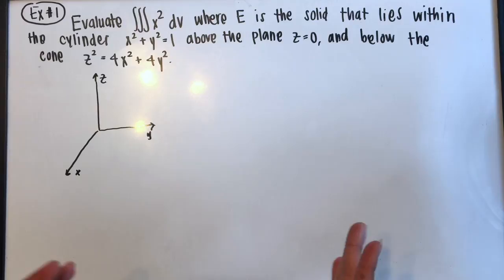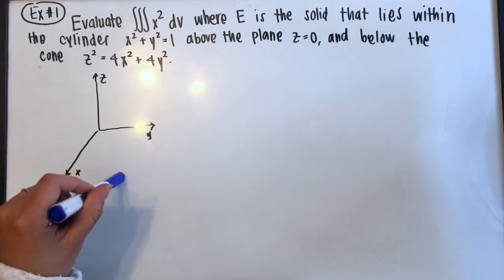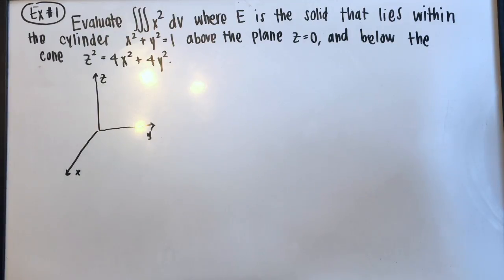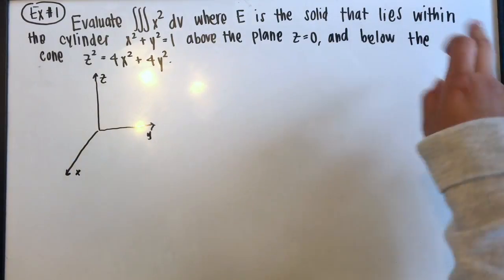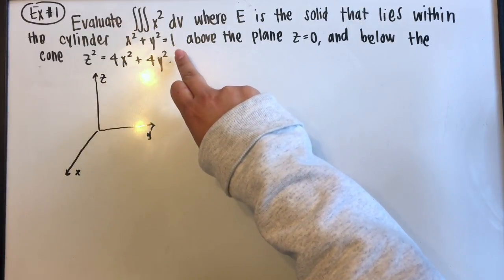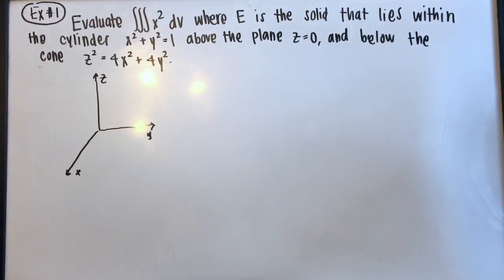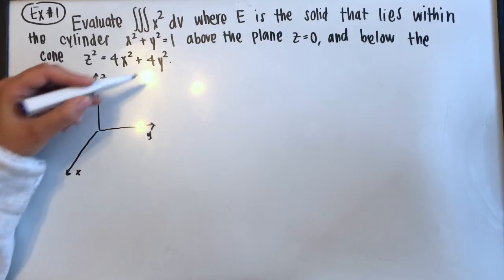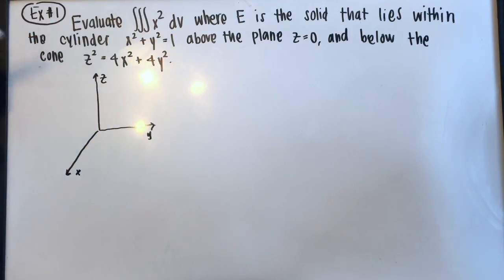First of all, my biggest advice that I gave you before we start with this example is to always draw a picture first. It will sometimes help you answer the problem, especially if you're a visual learner. So let's start drawing this one. It says that the solid lies within the cylinder x squared plus y squared equals 1. So then our radius is 1.